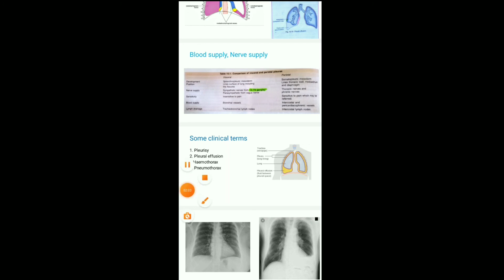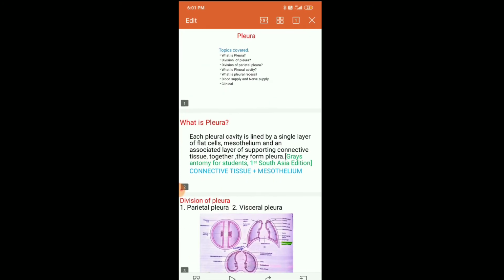So in this way we come to the end of our discussion. What we have discussed is mainly the pleura definition, the divisions of pleura, the divisions of parietal pleura, what the pleural cavity is, what the pleural recess is, blood supply, nerve supply, and some clinical terms.